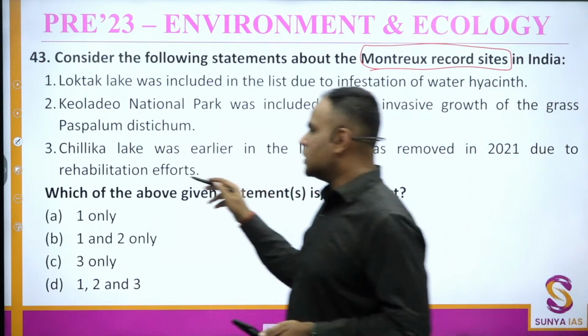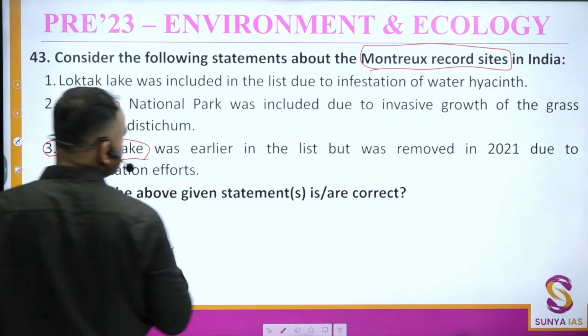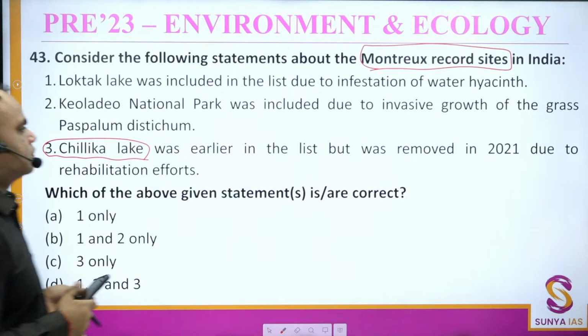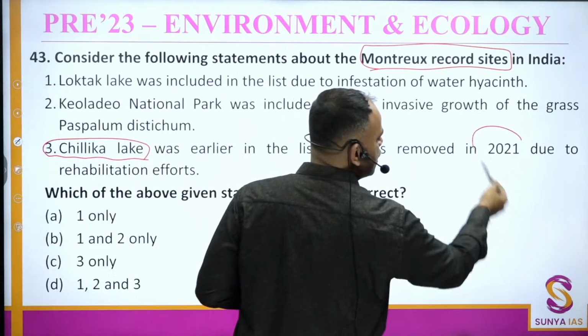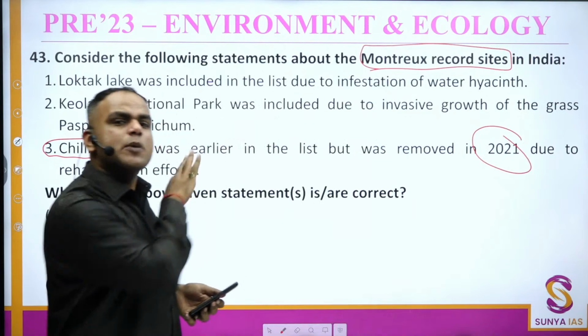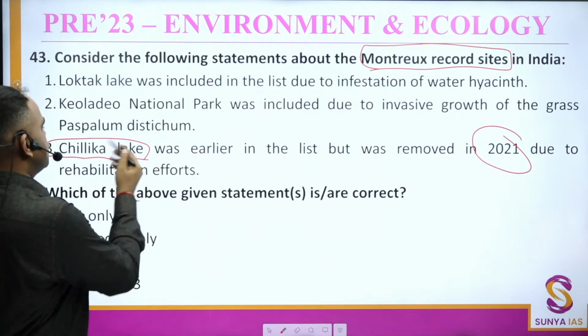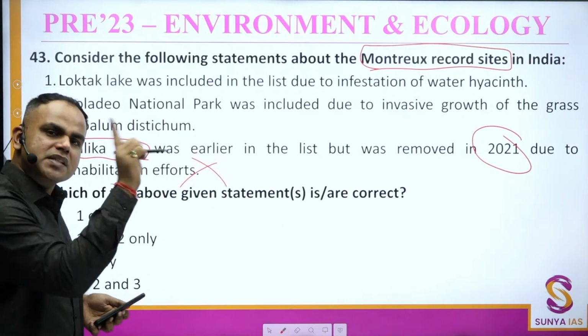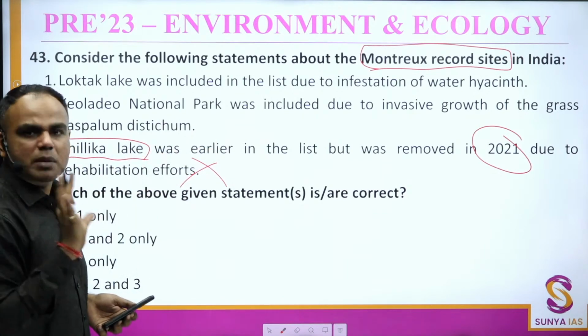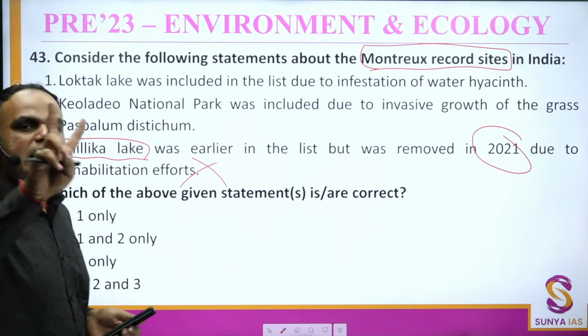Okay, Chilka Lake is in Odisha, right? But it was removed. Now it is saying it was removed in 2021. No, this was removed almost 20 years back. So Chilka Lake is wrong, although Chilka Lake was the first site to be added, but currently it's not a part of it. Currently only 2 sites are a part of it.